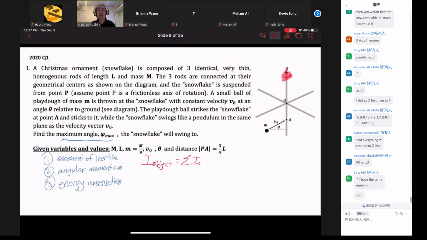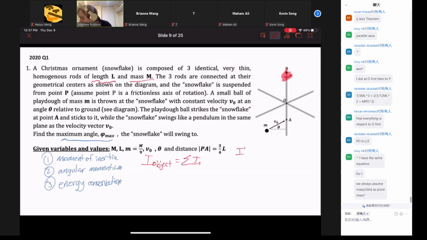We have 3 identical thin rods. So that means if they are identical, they have the same length, they have the same mass. And we also know from the formula sheet that the moment of inertia of a rod about its end is 1/3 ml squared. And the moment of inertia of a rod about its center equals 1/12 ml squared.